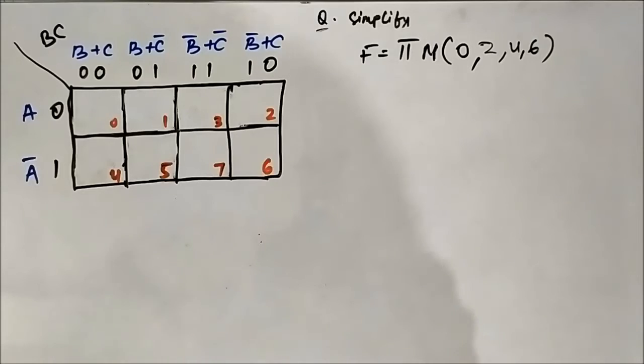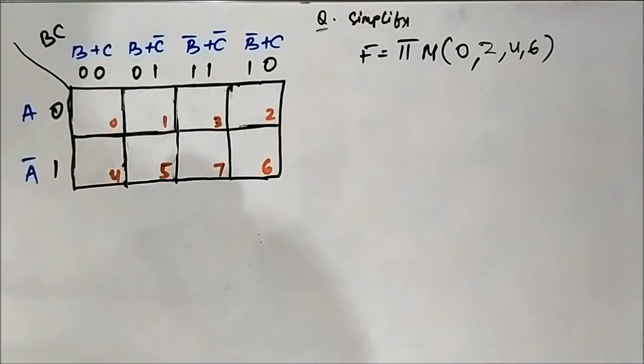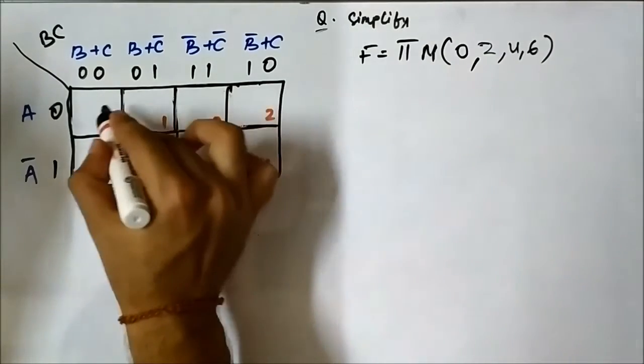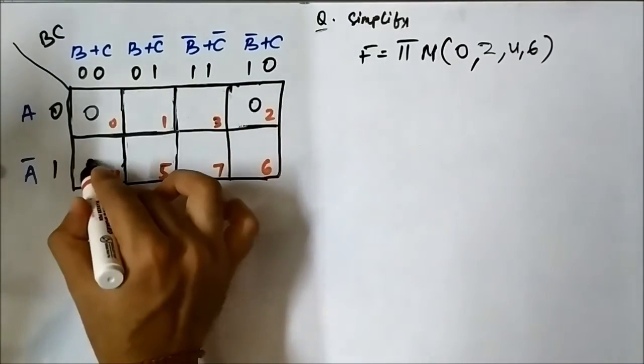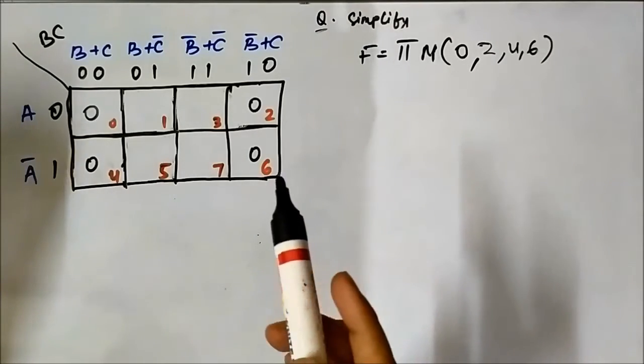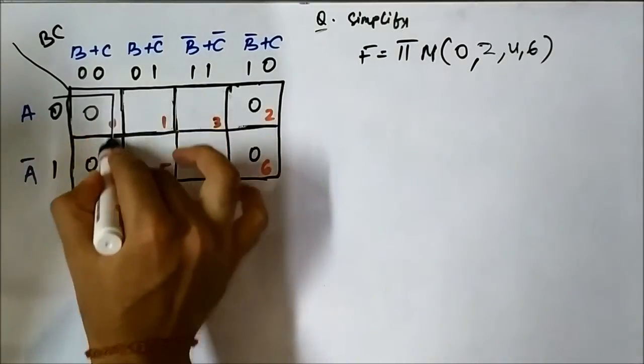So here we have another question on POS 3 variable K-map simplification. We have the Boolean expression given in max term form, just the POS representation, and the values are 0 2 4 and 6. So we have the format of the K-map ready, so we'll directly mark the respective cells as 0. So 0 2 4 and 6. Here we can form a quad involving cells number 0 2 4 6 in this way.